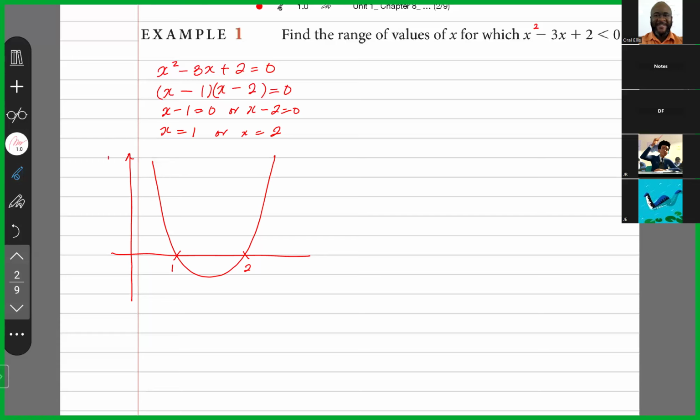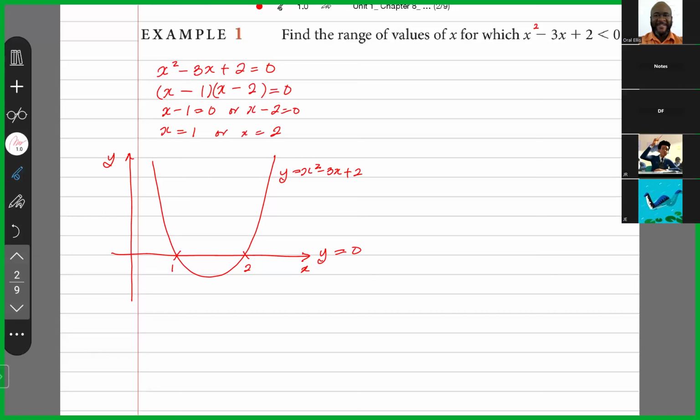This is the y-axis, and this is the x-axis. Now, the x-axis is the line y is equal to 0. And this is a sketch of y is equal to x squared minus 3x plus 2. Everywhere on that graph, y is equal to x squared minus 3x plus 2.